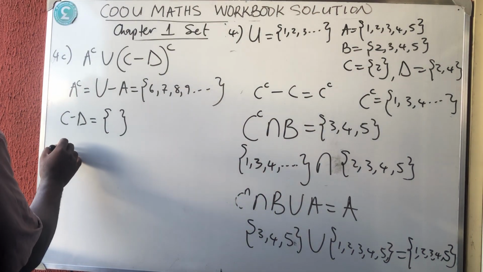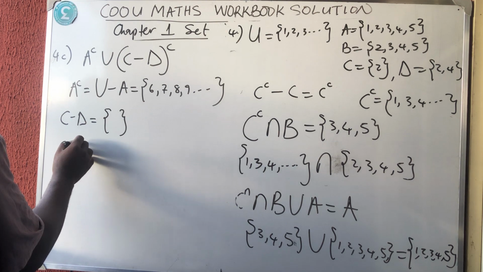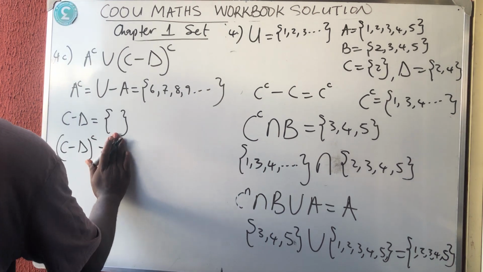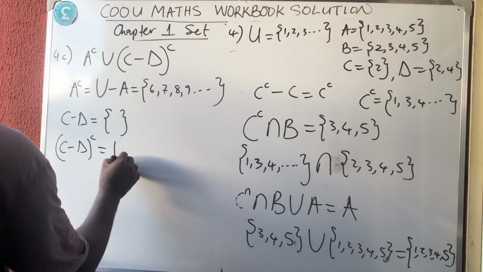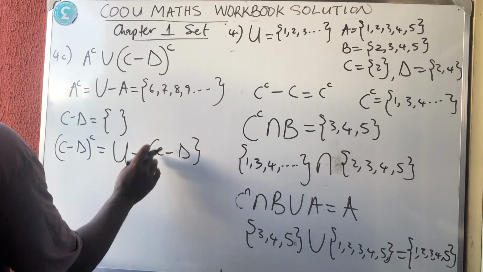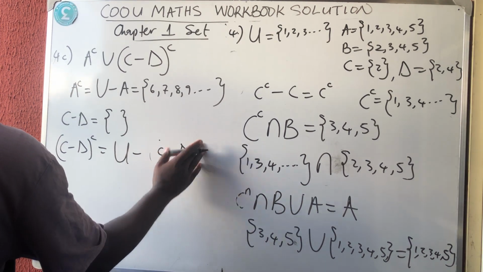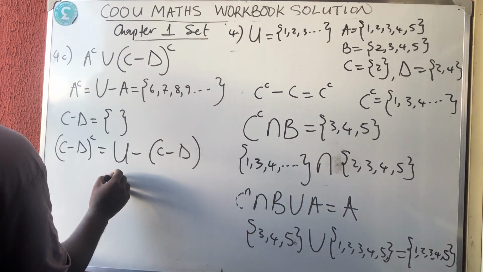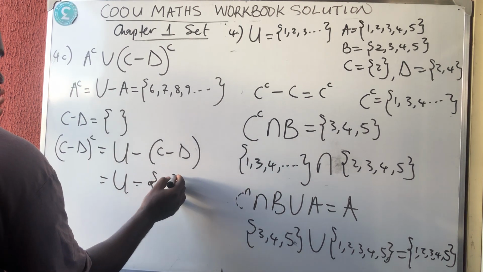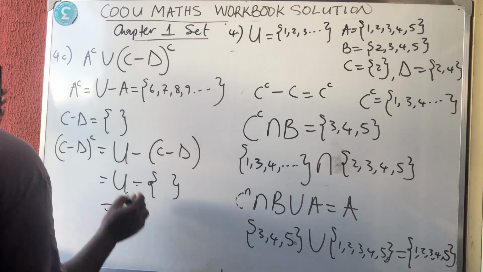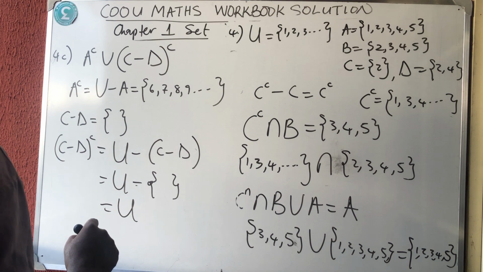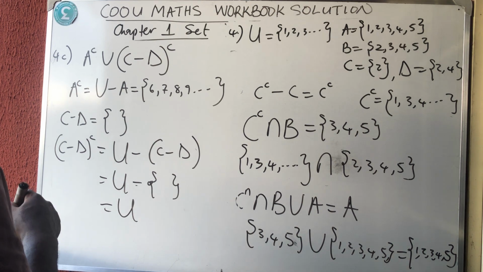If you now say the complement of that empty set, C minus D complement, it means the universal set minus that C minus D. Are you getting it now? So that is the universal set minus an empty set, which is the universal set.